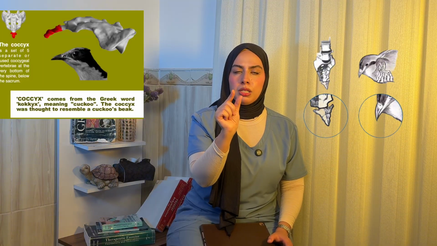They also work with the ischium while we sit down to hold the body weight. This means while we're sitting down, the ischial tuberosity and the coccyx work together and bear our body weight. The name coccyx comes from a group of certain birds. If we look at the coccyx from the lateral view, we will see it looks like this. It's the same as the beak of this bird. That's why they named it after it.